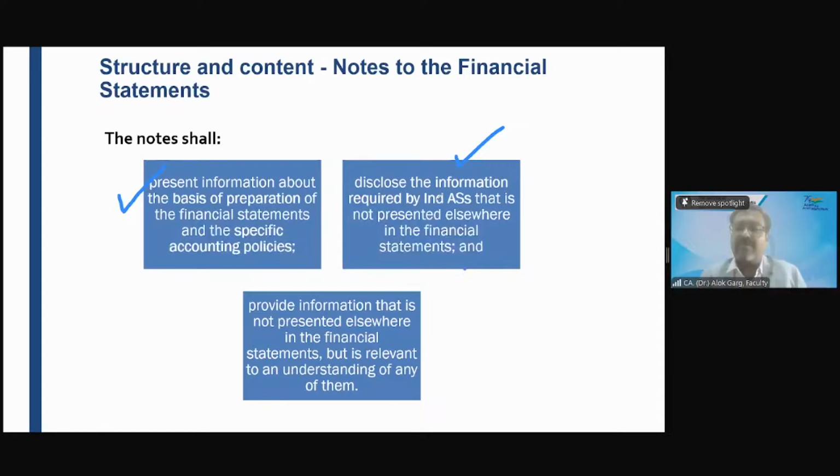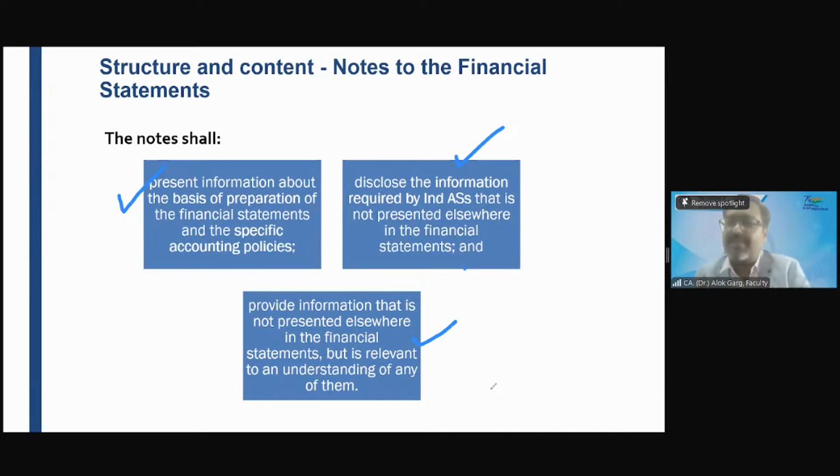What are those disclosures? Related party disclosure. You are right. Contingent liabilities, capital commitment, related party disclosure, then segment reporting. You're right, Sanjay. Contingent liability, segment reporting. So these are the disclosures which you have to provide, which are not provided in any of the components of the financial statement. Third, you need to provide the information which is not presented elsewhere in the financial statement, but is relevant to an understanding of any of them.